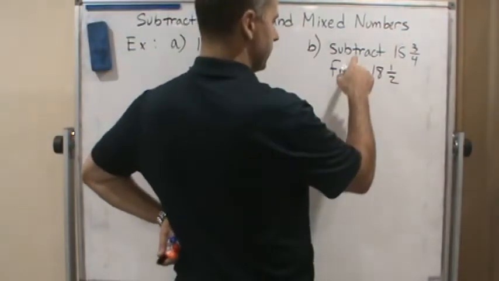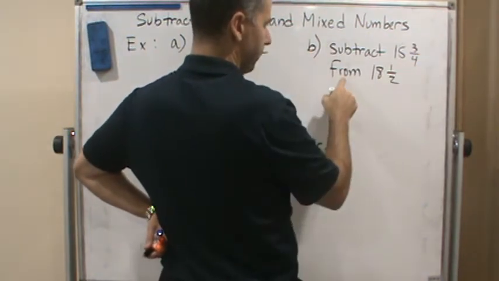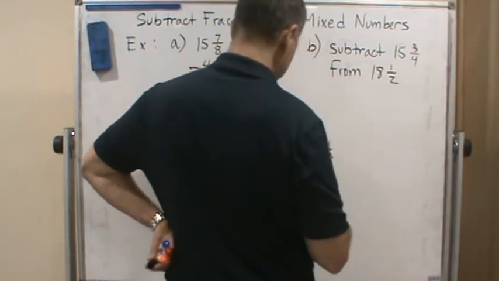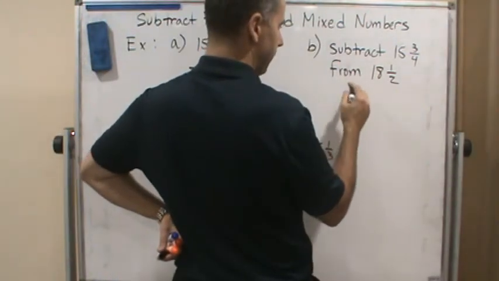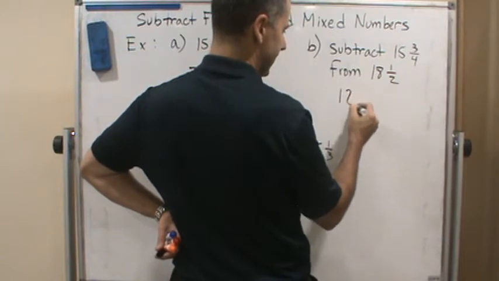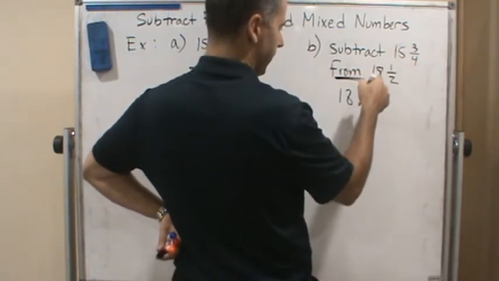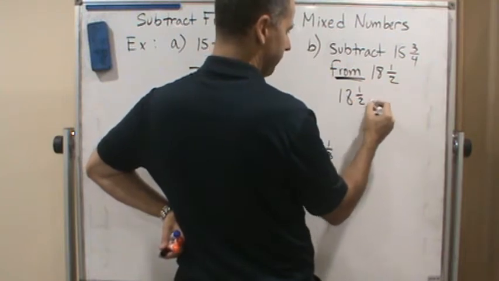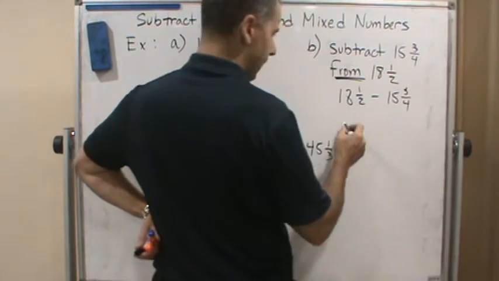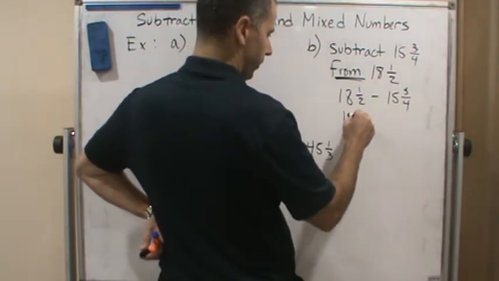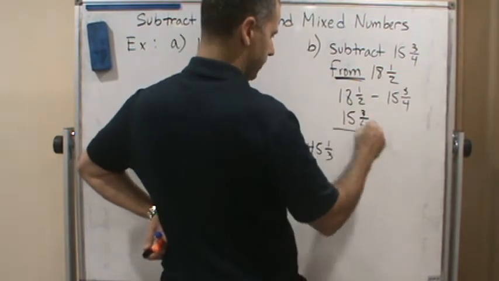This one says subtract 15 3/4 from 18 1/2. Well, that means I'm going to basically say it's going to be 18 1/2 because I'm subtracting this from this. So it's going to be 18 1/2 minus 15 3/4. And again, I'm going to set it up vertically, so I'm going to line up the whole numbers and line up the fractions.